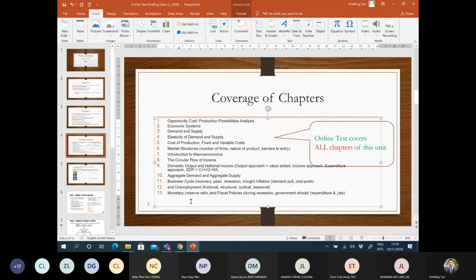So the higher the reserve ratio, the lower the money supply, because there is a negative relationship between money supply and reserve ratio. The higher the reserve ratio, the lower the money supply available in the economy for lending out to the public. Okay, so besides reserve ratio, what else?